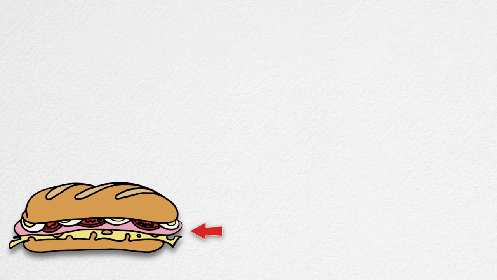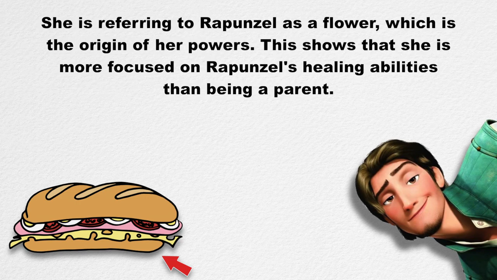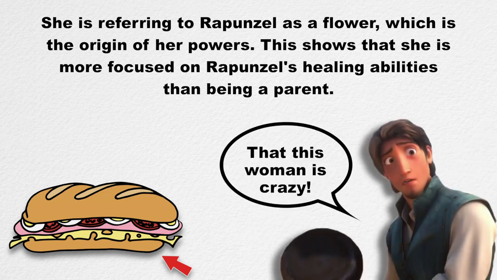Last, we are going to write our bottom bun, which explains why this quote supports what we are saying. In this case, we are going to say, she is referring to Rapunzel as a flower, which is the origin of her powers. This shows that she is more focused on Rapunzel's healing abilities than being a parent. By doing this, we are relating our quote back to our main idea.